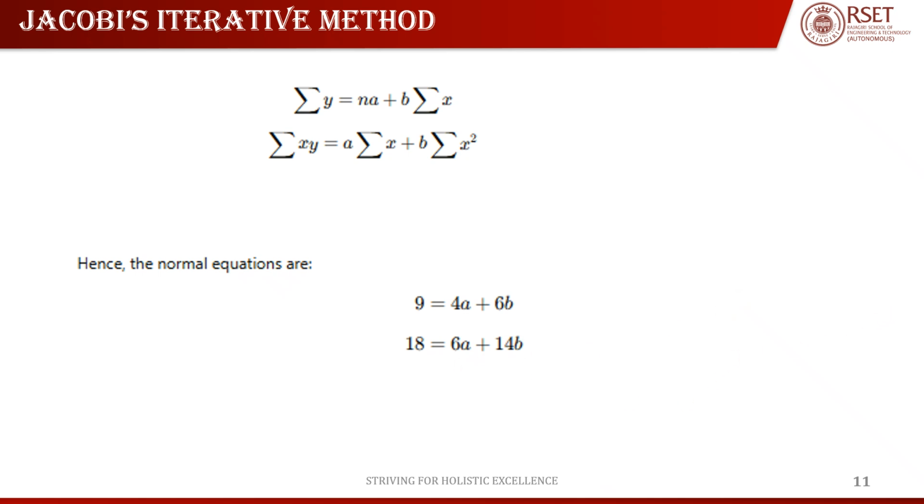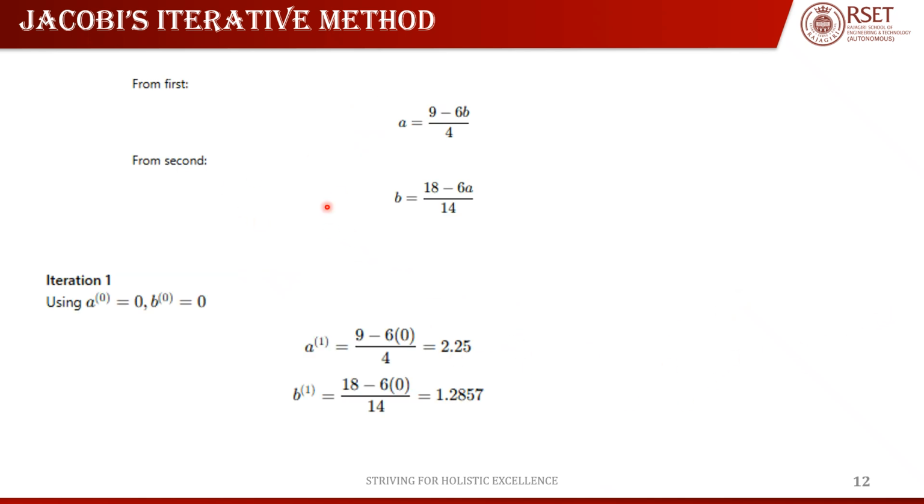Okay, now you had two equations. Your variables are not x and y here; your variables are a and b. From the first equation, separating a, a will be equal to (9 minus 6b) by 4. From the second equation, separating b, b will be equal to (18 minus 6a) by 14. So you have the two equations.